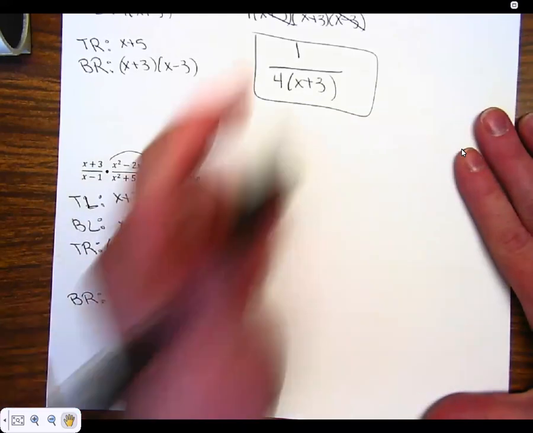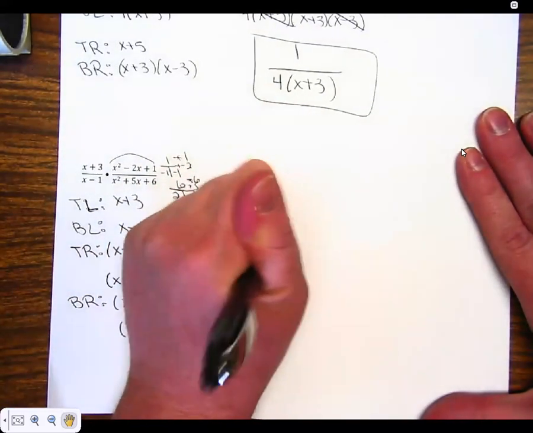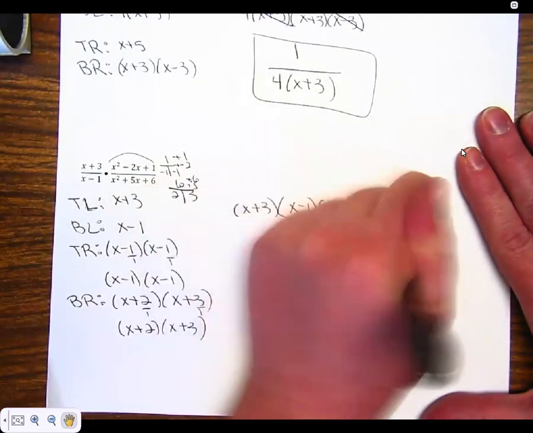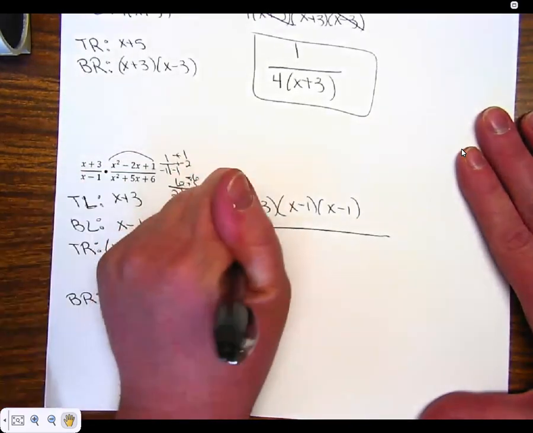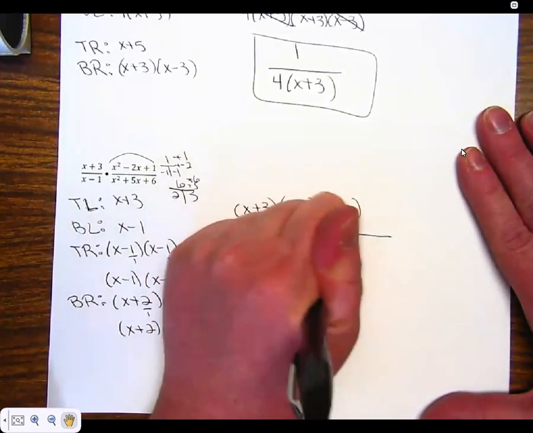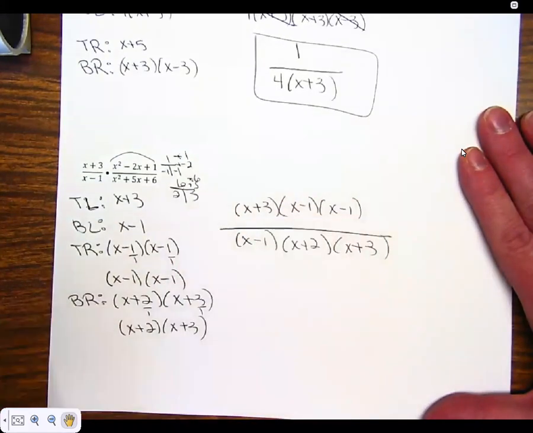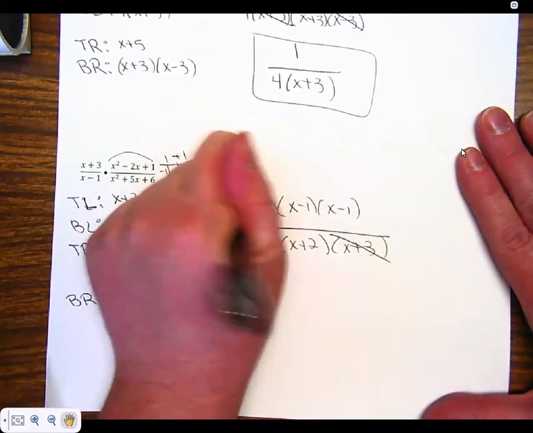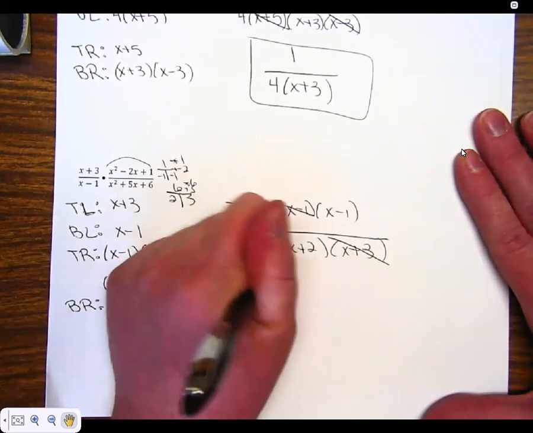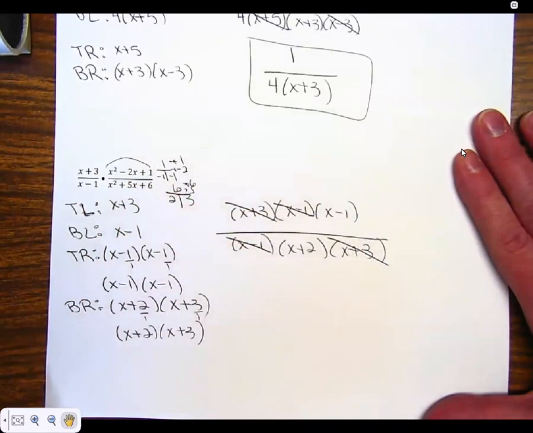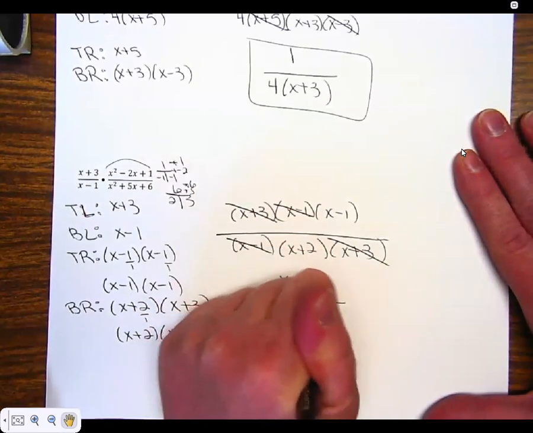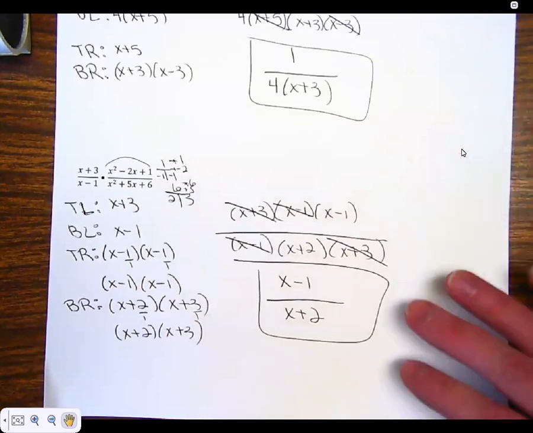So on the top, you got x plus 3. And here you got x minus 1 and x minus 1. Bottom, you've got x minus 1. The order you write them doesn't really matter. X plus 2 and x plus 3. So you have x plus 3s. You have 2 x minus 1s up here, but only 1 down here. You can only get rid of one of them. To get rid of this one, you would have needed an additional x minus 1. So then you're done. And all you have left on the top is x minus 1. Bottom is x plus 2. And that is it.